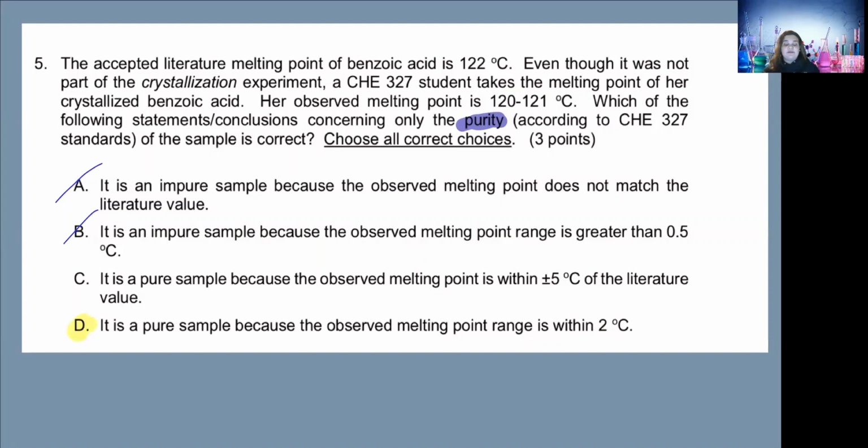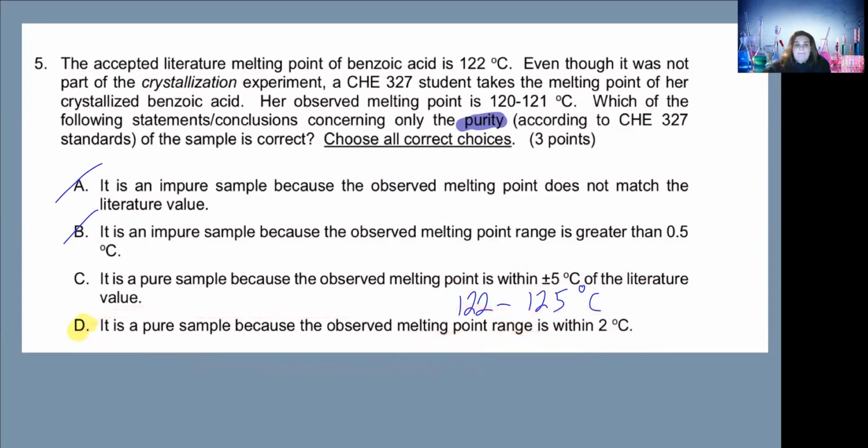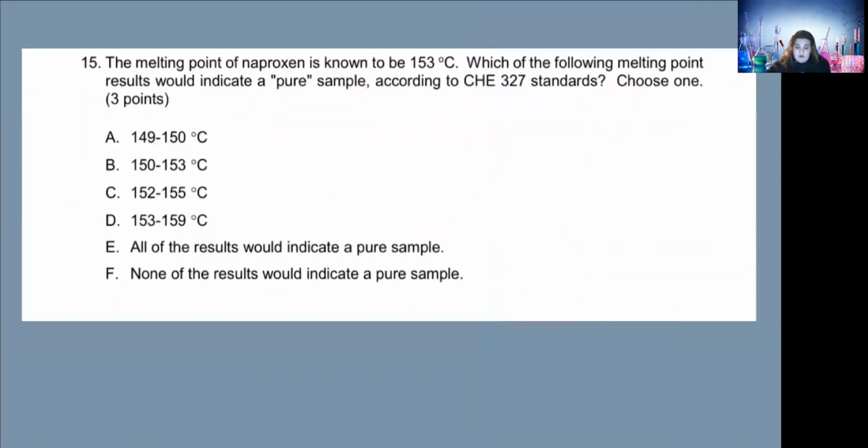Okay, the reason why C is not a correct choice here is because what if it is within plus or minus 5 of the literature value, but the range itself is 122 to say 125 degrees Celsius, right? That would not be a pure sample because the range is too broad. So when indicating purity, we only want to concern ourselves with the melting point range. Okay, so D was the correct answer here. All right, let's try the next one. Go ahead, pause, and then we'll run through it together.